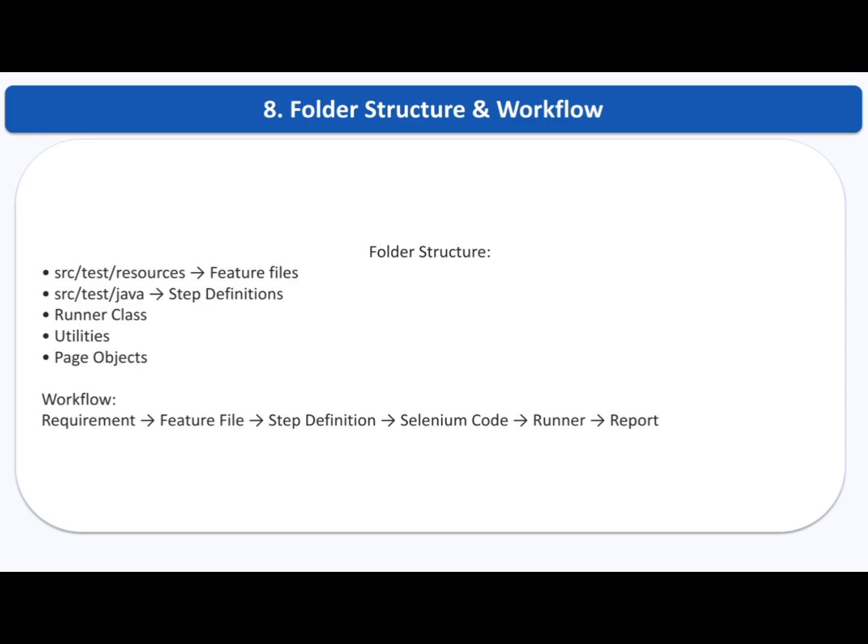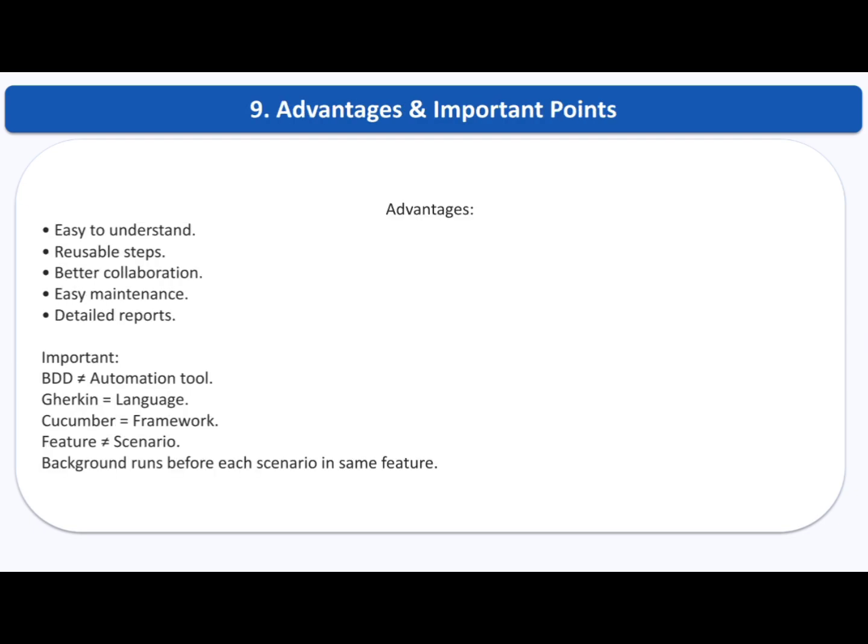Let's look at the Cucumber project structure. Feature files are stored inside the resources folder, while step definitions, runner classes, and utility classes are stored inside the Java folder. The workflow starts with the business requirement, followed by the feature file, step definition, Selenium automation code, runner class execution, and finally the test report. This flow keeps the project organized and easy to maintain.